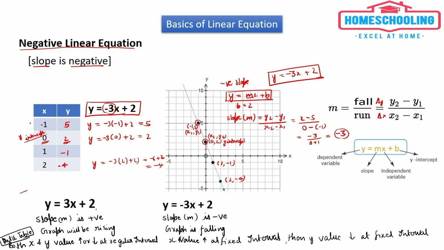Now to sum all the things up, this is our positive linear equation, and this is our negative linear equation. In a positive linear equation, as we can see, slope m value is positive, and we will have a graph that is rising in nature like this. Now, there's one more thing that you need to remember about a positive linear equation. In a positive linear equation, both x and y value increase or decrease at a regular interval. Let me tell you what I'm trying to say here.